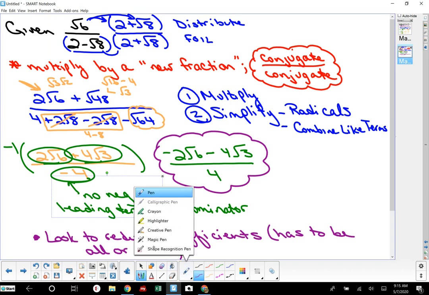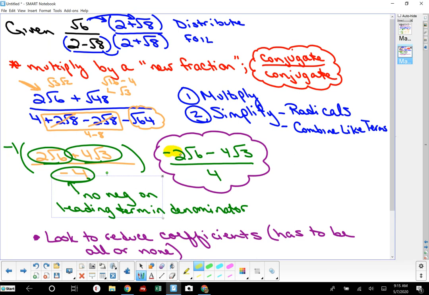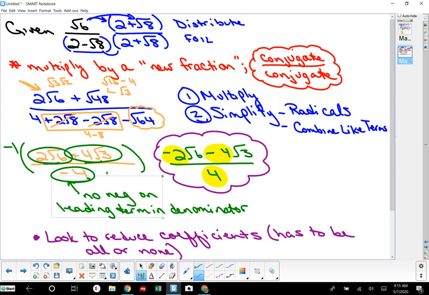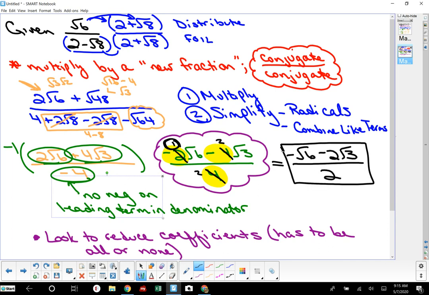And so here are my coefficients. I have a negative 2, a negative 4, and a 4. If those are all divisible by the same value, then they are reducible. So I can, in fact, divide a 2 out of these. So this would become a 1, this would become a 2, this would become a 2. And so my actual answer is going to look like negative radical 6. This one I don't need to put in there. So a negative radical 6 minus 2 radical 3 all over 2. And this is the answer to that problem.